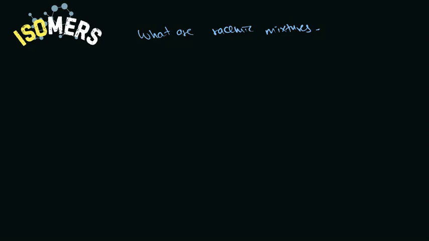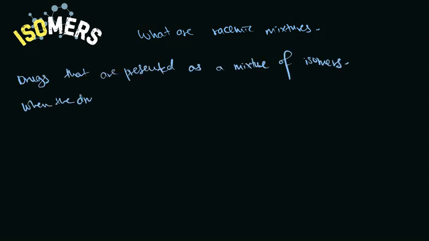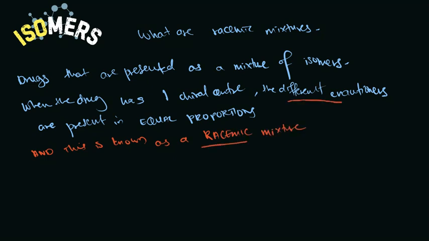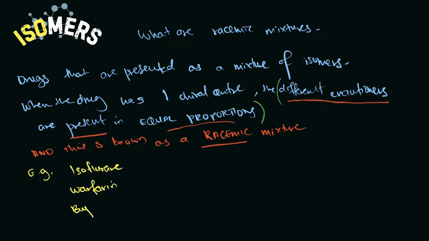One of them is racemic mixtures. They are drugs that are presented as a mixture of isomers. When the drug has one chiral center, the different enantiomers are present in equal proportions, and this is known as a racemic mixture. Different enantiomers, equal proportions, one mixture. Examples: isoflurane, warfarin, bupivacaine, ketamine, adrenaline, and atropine. They are all racemic mixtures.